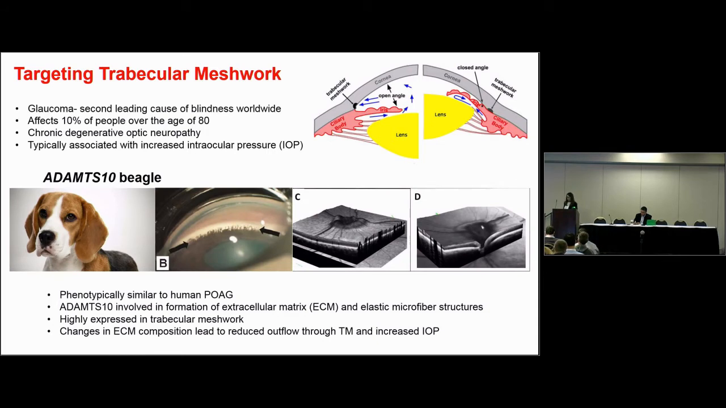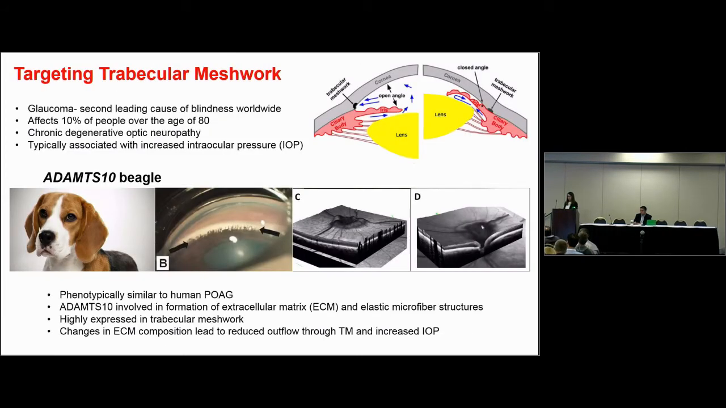So in collaboration with a colleague at MSU, Andras Komaromy, who has spent years of his career characterizing a beagle model of primary open-angle glaucoma, we decided to try and cure this model of glaucoma. So this dog model is very similar to the human primary open-angle glaucoma, and it results from a mutation in ADAMTS10. This is a gene that encodes a protein heavily expressed in the trabecular meshwork, and we know it's important for the formation of extracellular matrix and microfiber structures.